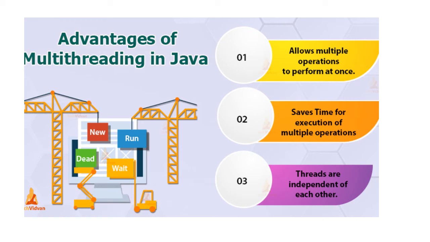Multitasking can be of two types, process based and thread based. Multitasking threads require less overhead than multitasking processes. Processes are heavyweight tasks that require their own address spaces. Inter-process communication is expensive and limited in process-based multitasking. Context switching, that is, switching from one process to another, is also costly.